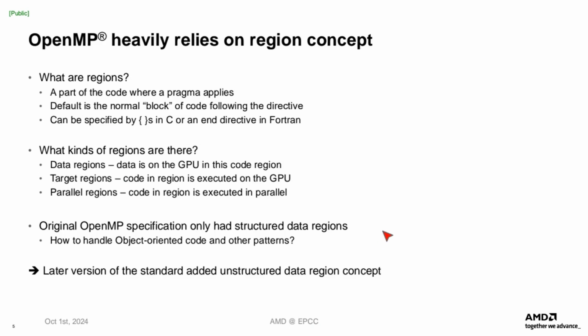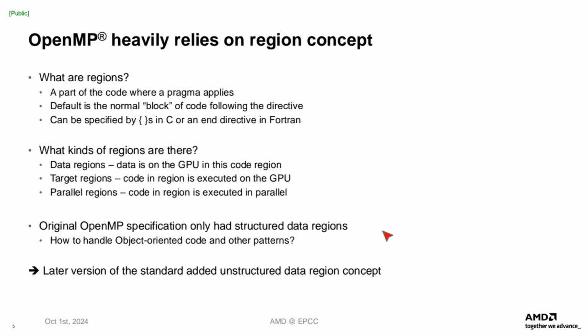Right. So OpenMP has the concept of regions. We talked about this in the last two lectures. A region is basically a scope, where the pragma applies. This can be an area delimited with curly brackets in C, or with the proper directives, like ending directives in Fortran. Those are the regions that the pragma directive applies to.